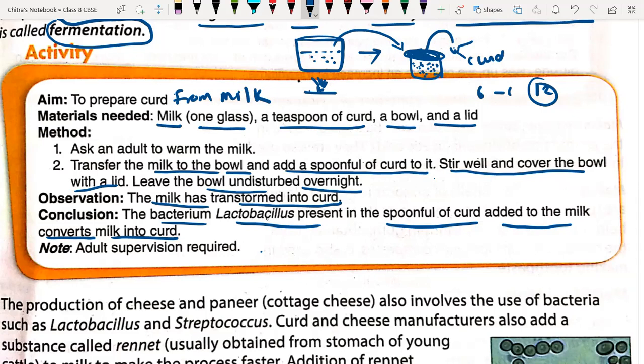Note, adult supervision is required during the process. So this is all about the activity. You can perform this activity at your home with your parents.